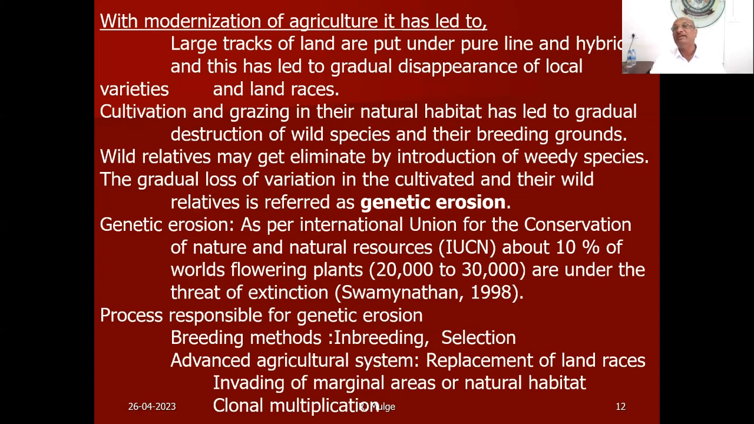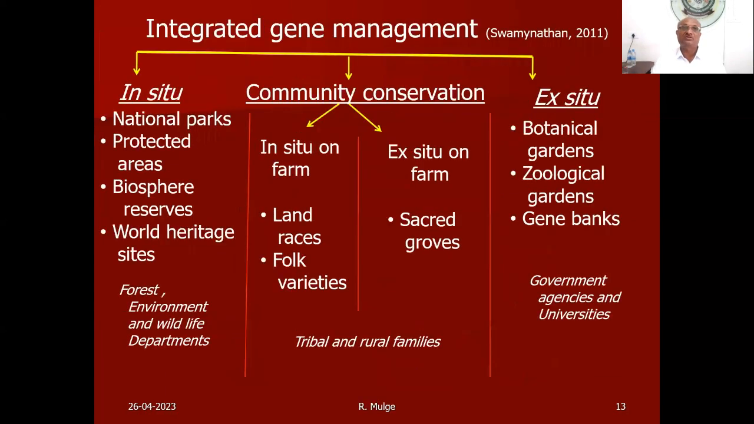Some areas where the breeding grounds are there for some species, you are bringing it under cultivation, or you are allowing your animals to graze there. That is destroyed. They are losing. And then clonal multiplication. What do you mean by the clone? Same thing is multiplied. Then other things are displaced. So that is also responsible. So this is the threat.